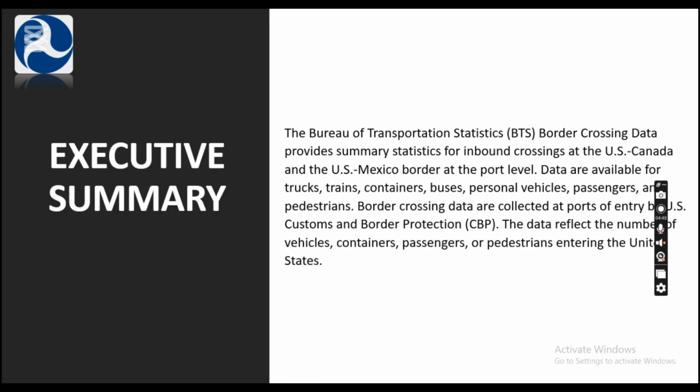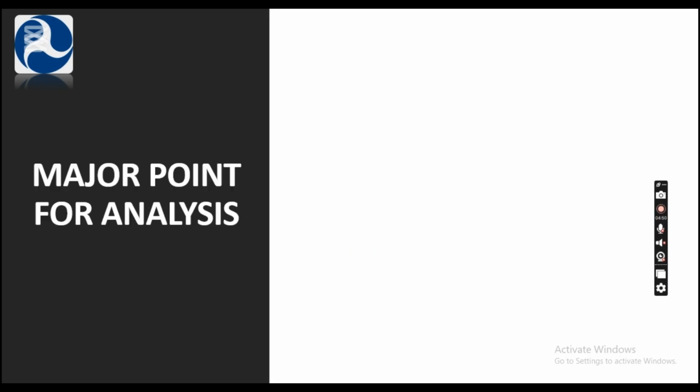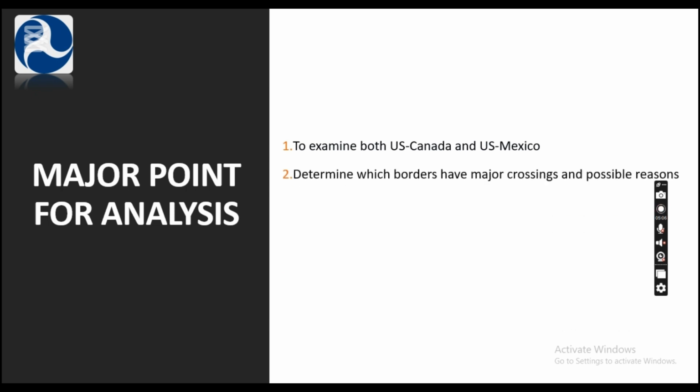Okay, so now the major point we are going to look into as we take this analysis forward is to examine both the US-Canada and US-Mexico borders, know what is inside, and know why people are crossing into the US through the US-Canada border or through the US-Mexico border. Then we'll also determine the border with the major crossings and the possible reasons why it's like that.